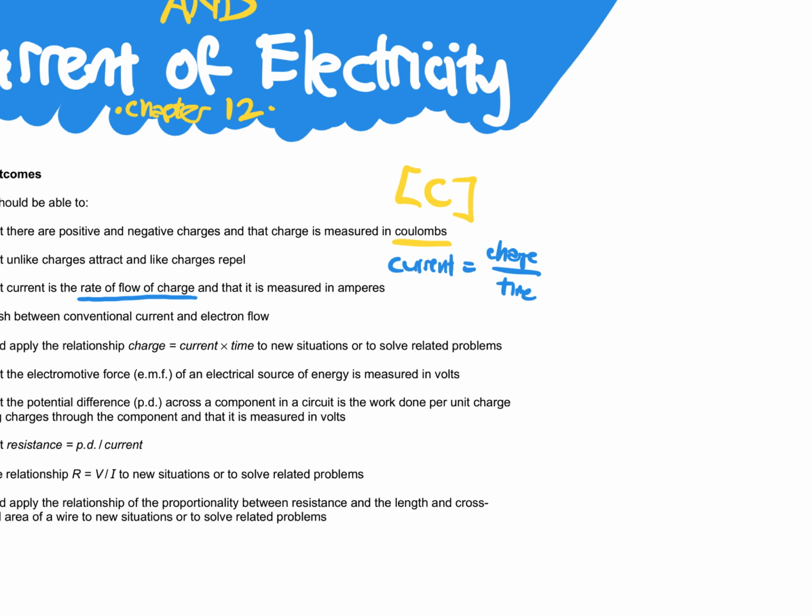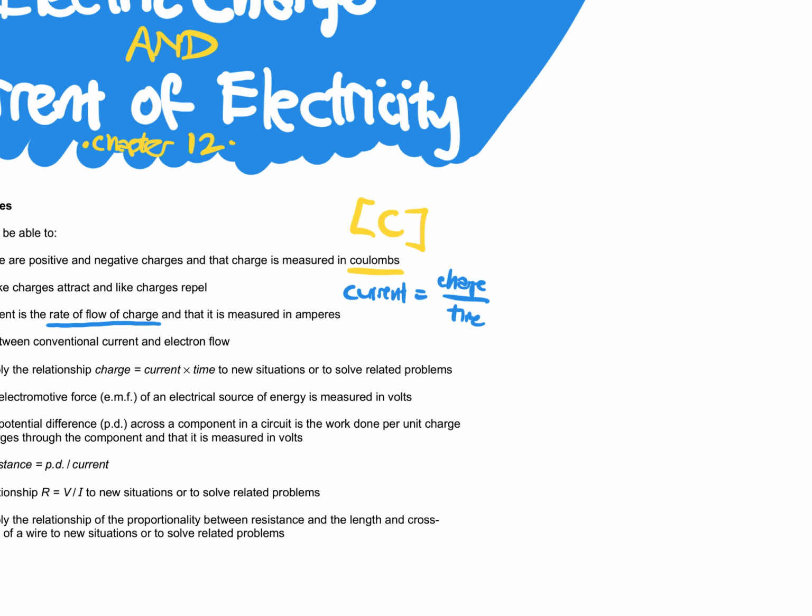So what we will have to do is to understand them in terms of my symbols, in terms of my formulas. So how does it usually look like? It looks like current I is equal to charge over time.